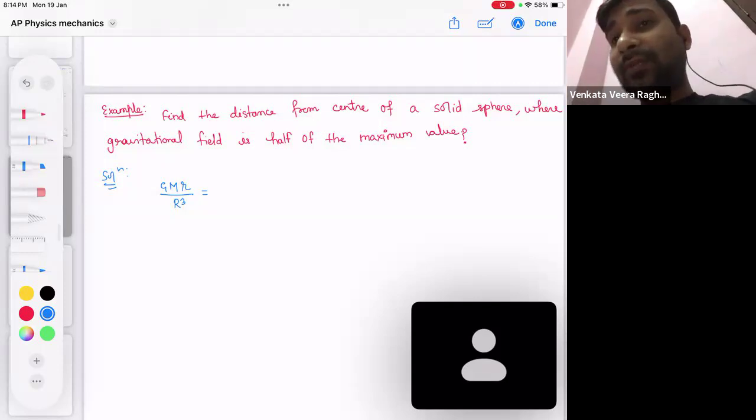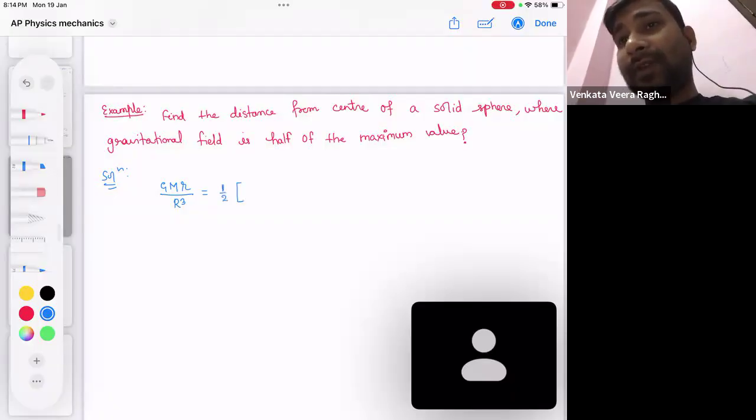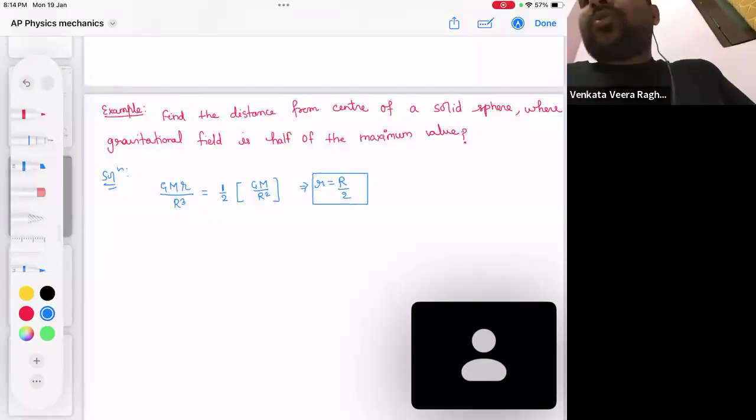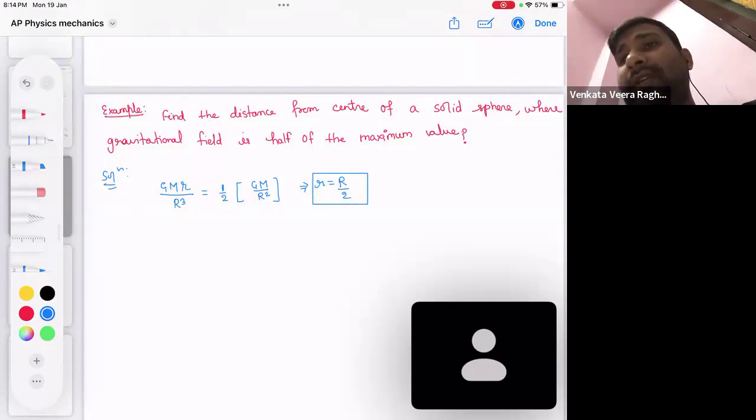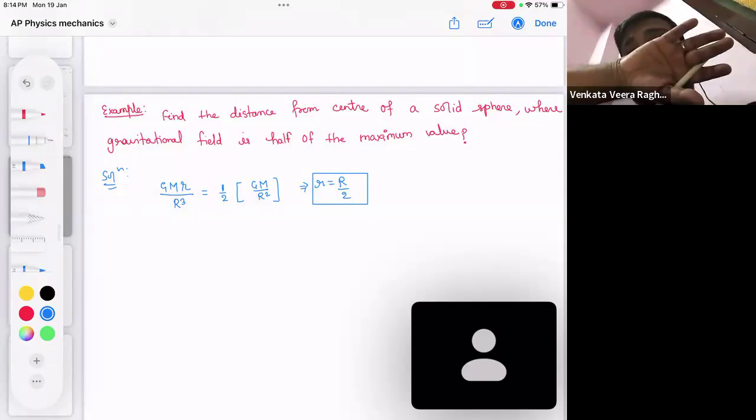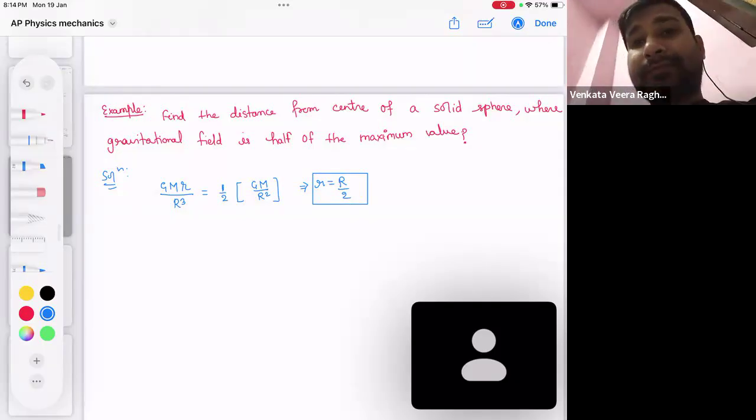And how much do I want this field to be? I want this field to become half of the maximum value. Maximum value is GM by R square. So GM by R square, if you take it common, what are we getting here? Are we getting small r equal to capital R by 2? Please check it. Small r equal to capital R by 2. So it means when we are at a distance R by 2 from the center, the field will be half of the maximum value.